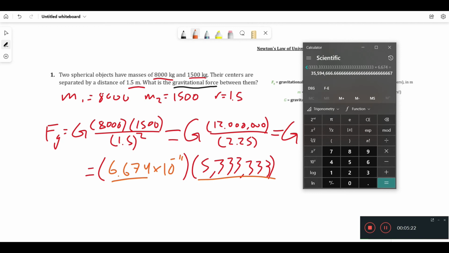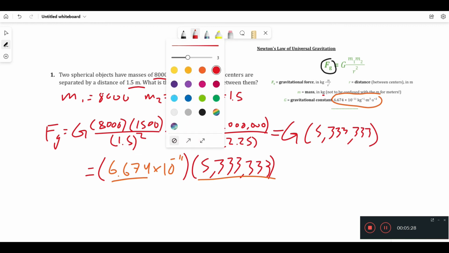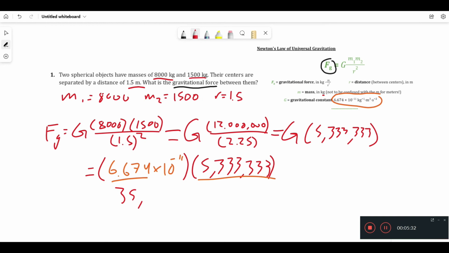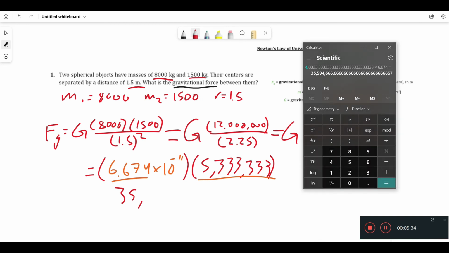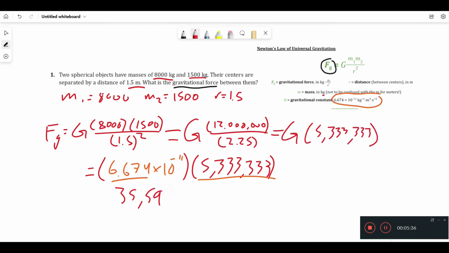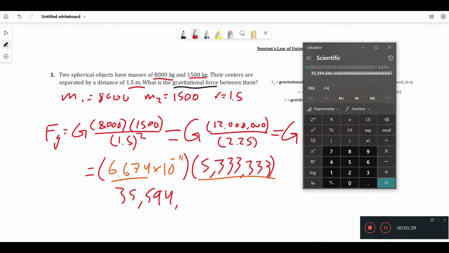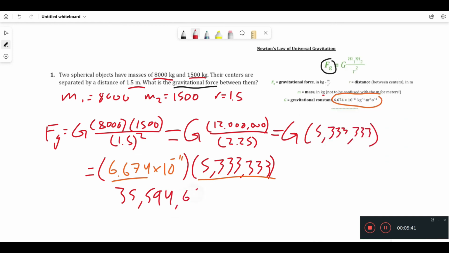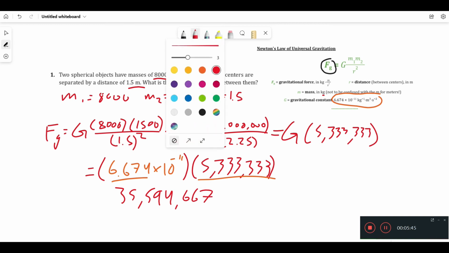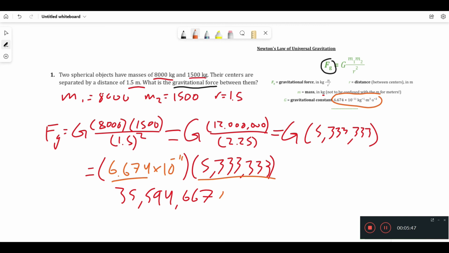Let me write, for my sake, 35,594,666. Again, that's, I believe, 35,594, and I believe it's just 6 after that. Yeah, I can round it to 7 just to be safe there. And now we're dealing with the 10 there, right? We still have to not forget that this is all being multiplied times 10 to the negative 11.